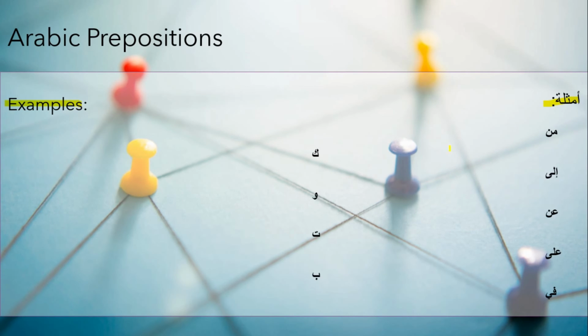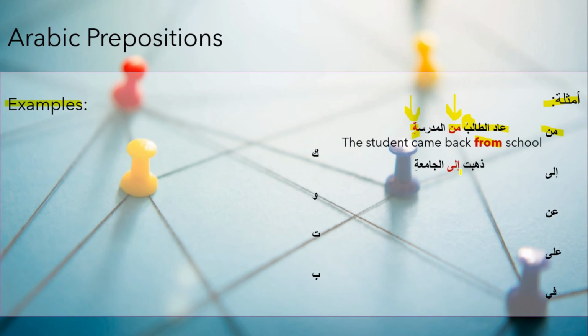So min, عاد الطالب من المدرسة. As you can see here, I'm using min, and in المدرسة I'm using kasra, which is the student came back from school. Kasra here is very important to be used when we are trying to use the prepositions in the sentence.